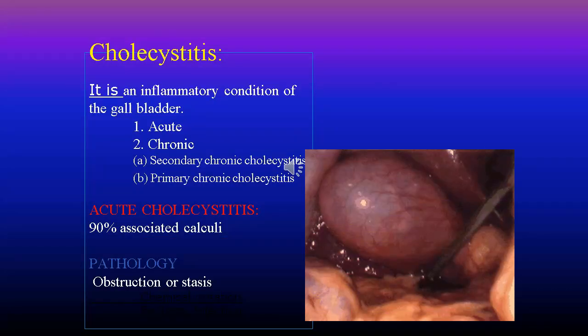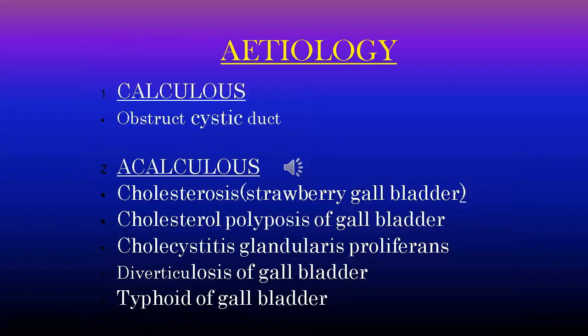Acute cholecystitis is an inflammatory condition of the gallbladder. It may be acute, chronic, secondary chronic cholecystitis, or primary chronic cholecystitis. In 90% or more of cases, acute cholecystitis is associated with calculi, and you can see in the next slides how these stones cause inflammation. So we have two categories of cholecystitis. Calculous means there is a stone in the gallbladder which causes obstruction of the cystic duct. This is the main pathophysiology.